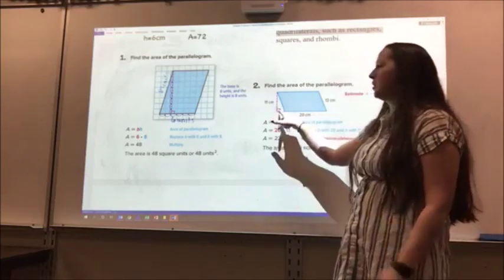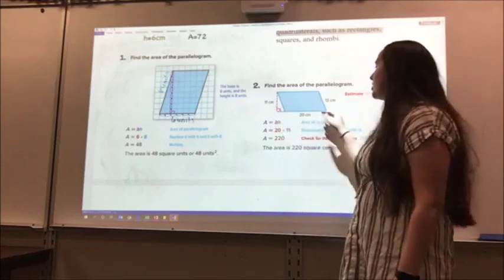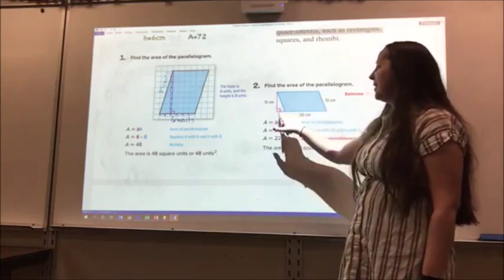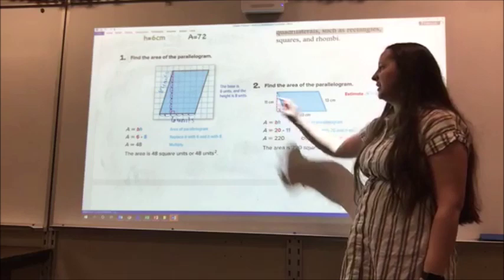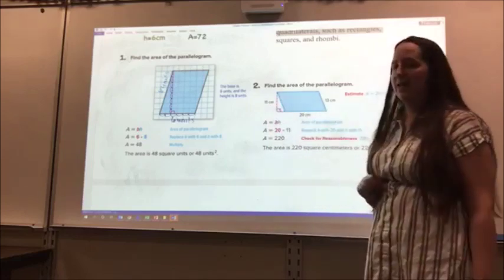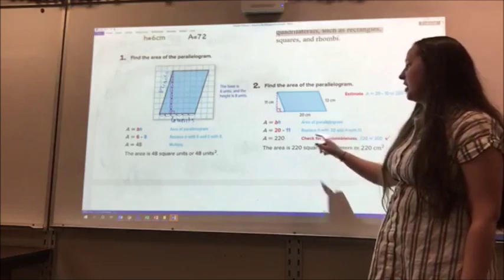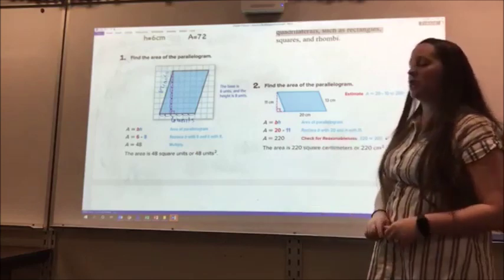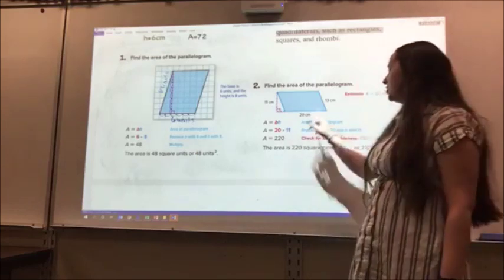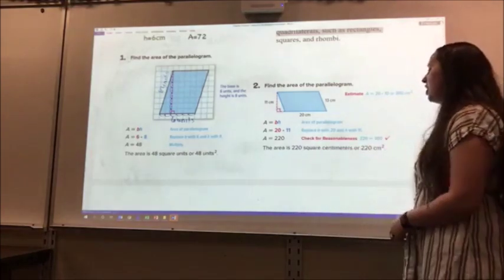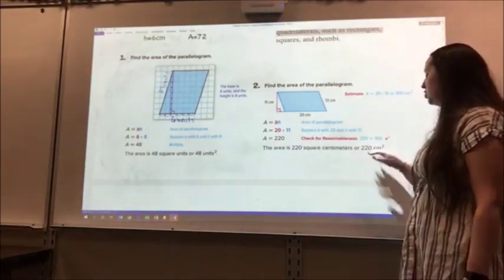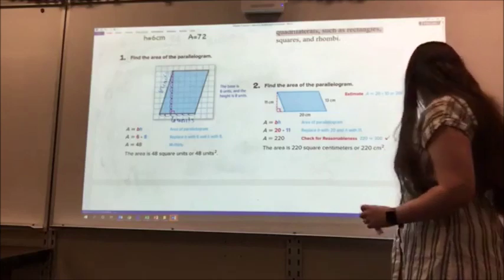So I'm looking for that little square sign. Okay? So my base is 20, and my height's perpendicular from that, which is 11. So 20 times 11 gives me the height and base of my triangle. So I multiply them together, I get 220. My units are centimeters, so the area is 220 square centimeters, or 220 centimeters squared.